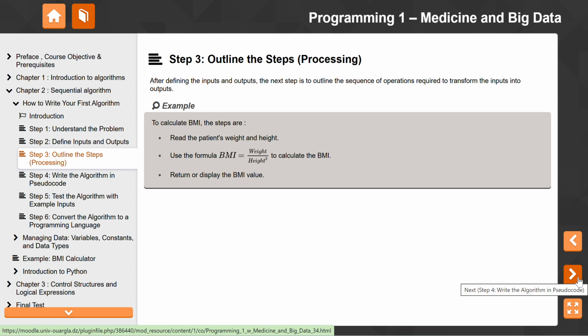By taking the example of calculating the BMI, we have as inputs the values of the weight and the height. The expected result is the BMI value. Firstly, we need to read the patient's weight and height, then use a formula. We have a fixed mathematical formula to calculate the BMI. Once we get the value from the formula, we return or display the BMI value.